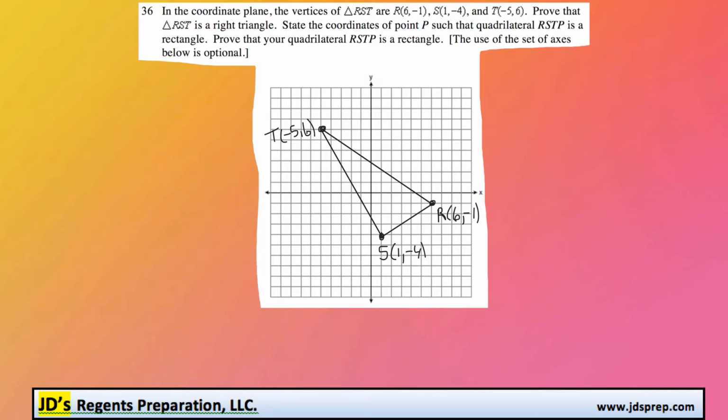Welcome to the final question, number 36 from the June 2015 Geometry Regents exam. For the first part of this question, we're trying to prove that this triangle RST is a right triangle. So I've already gone ahead and plotted the points that were given.